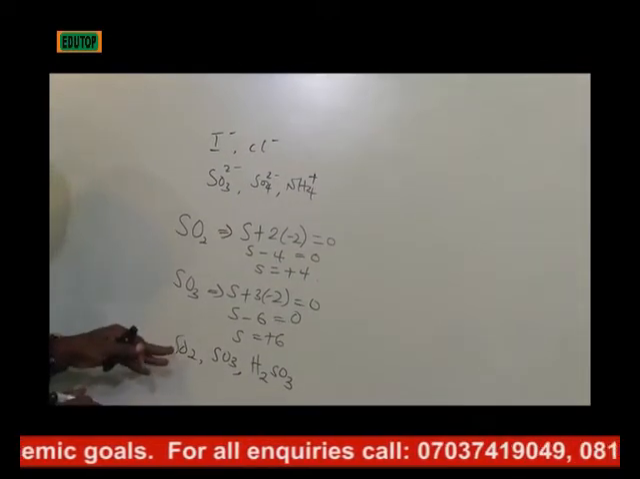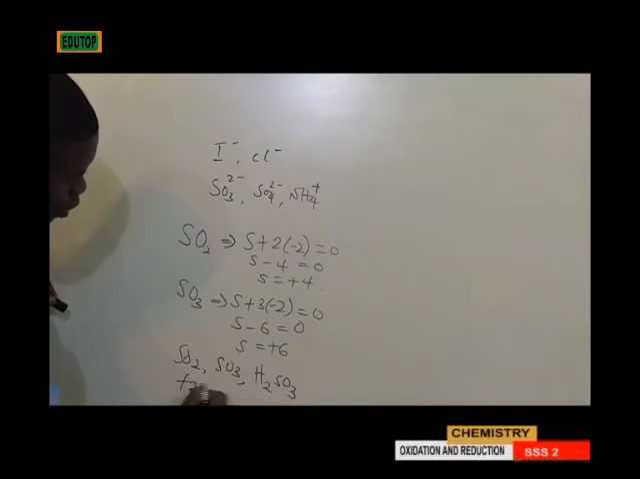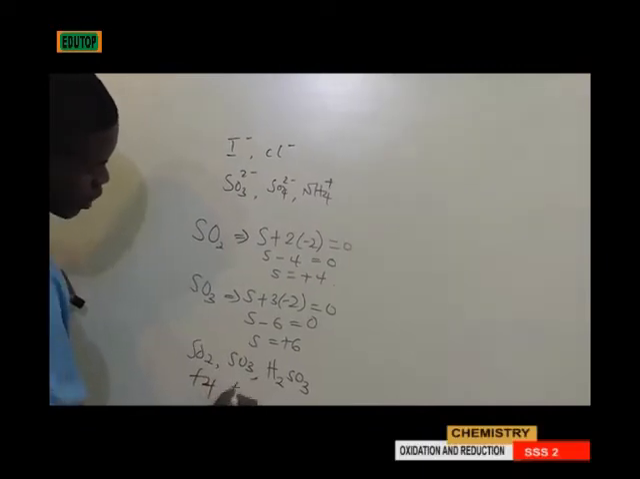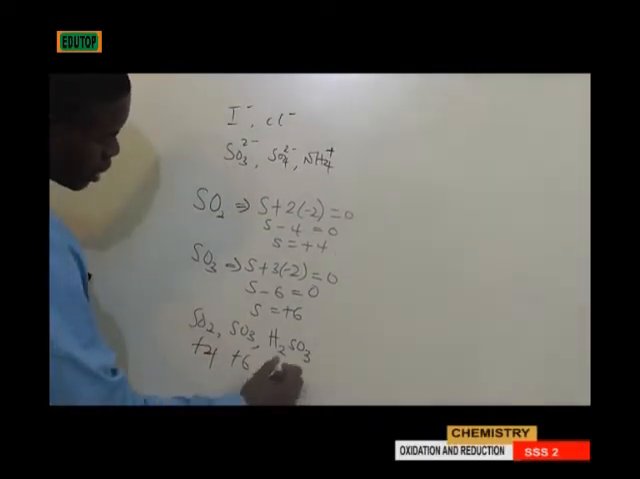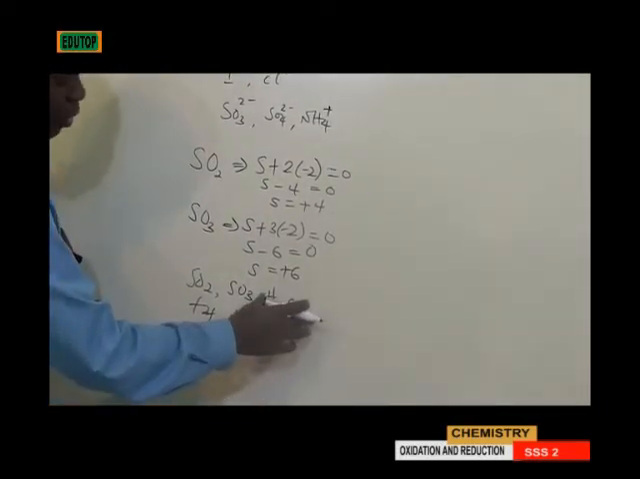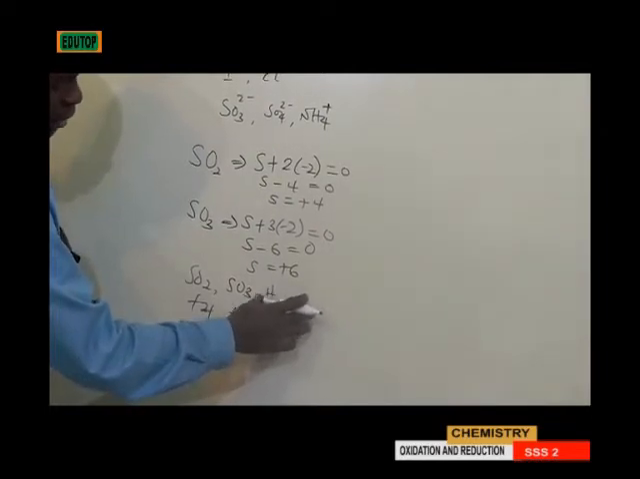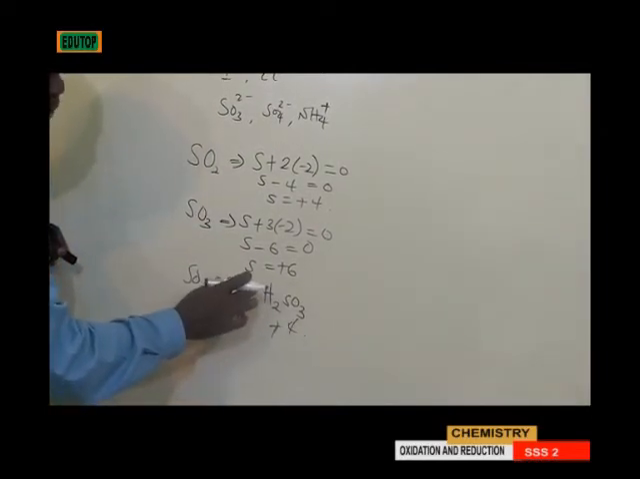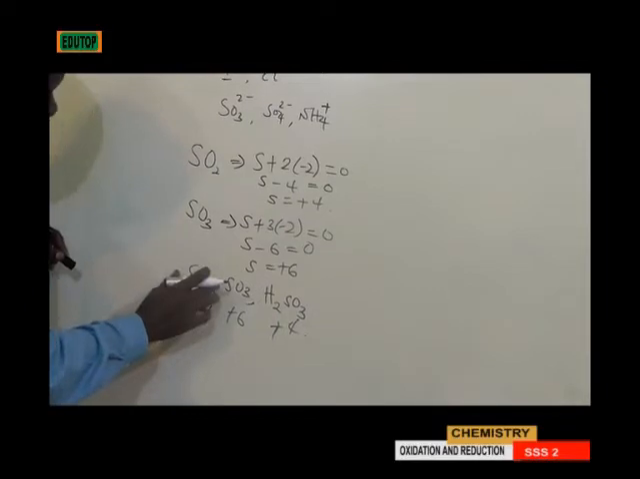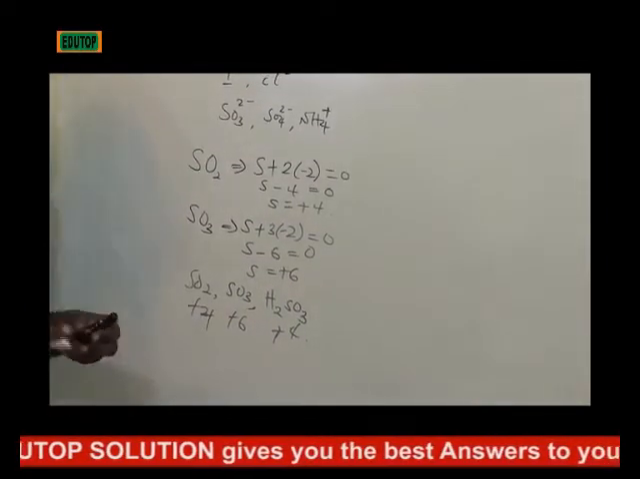Here you can see sulfur. Sulfur here is +4. Sorry, so sulfur here is +6. Then here it is +4. This is a compound regarded as an acid here. Here you have a gas. You have a gas, but it's +6 here, +4.